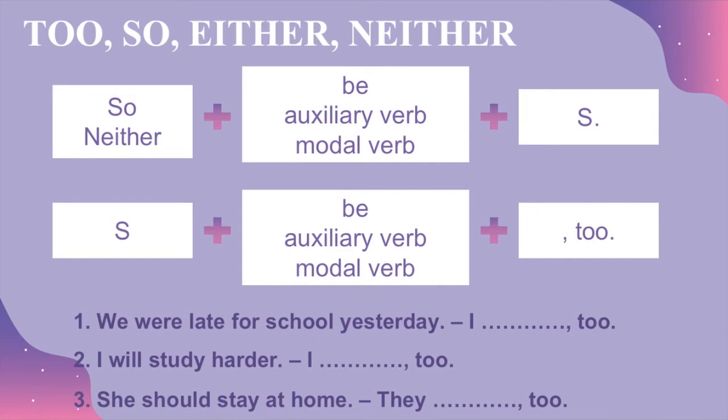Okay, have you done? Here is the key. Number 1, we were late for school yesterday. You can see that we have the verb to be were in past simple, so we need to fill in a blank with the verb to be in past simple too. But the subject here is I, so the verb to be of I in past simple, that is was.